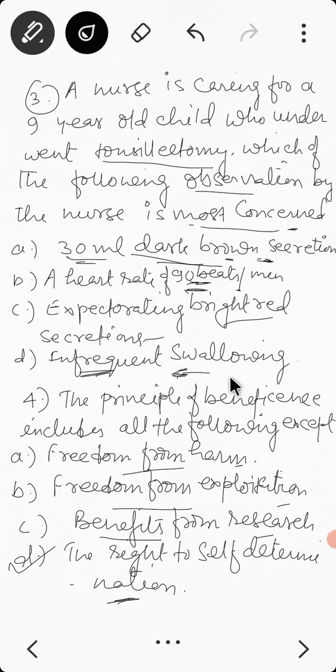Tonsillectomy हुई है तो ये priority कुछ नहीं है, this is not the priority observation. और प्रायोरिटी कंसर्न व्हाट द थिंग जो कि सबसे ज़्यादा प्रायोरिटी कंसर्न का, ब्राइट रेड मीन्स ब्राइट रेड सिक्रीशन. Expectorating bright red secretion means there could be chances of having fresh blood. So the right answer for this question is expectorating bright red secretion.